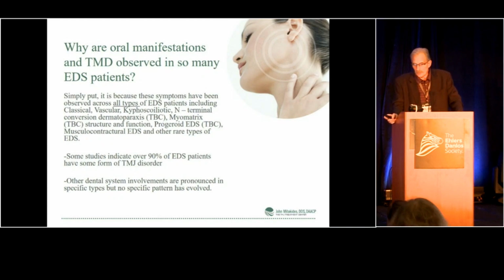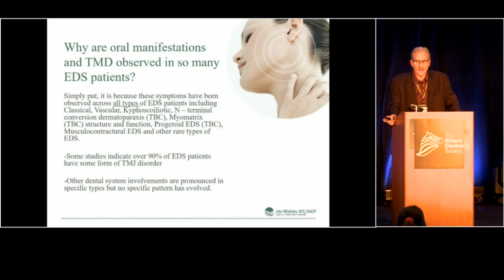So, why are oral manifestations and temporomandibular joint problems observed in so many EDS patients? Well, number one, they're all across the full spectrum of the EDS patients. They're in the classical, vascular, kyphoscoliotic, arthrochalasia, dermatosparaxis, TNXB, and musculocontractural, as well as periodontal and musculoskeletal EDS patients. In other words, all across the entire board, TMJ is allowed to be inflicted.